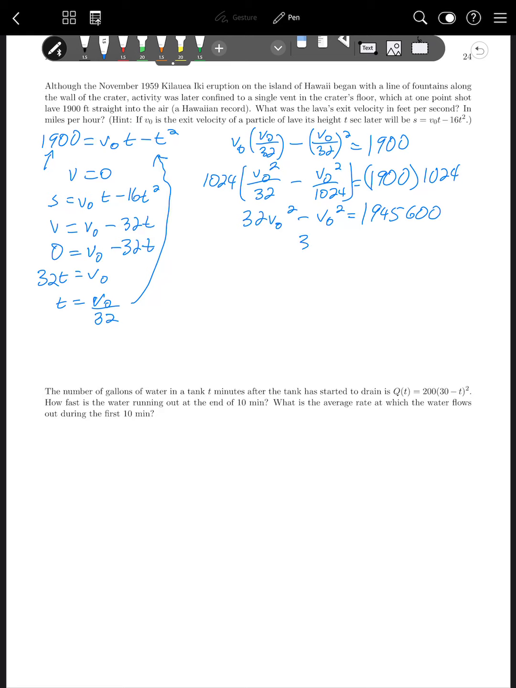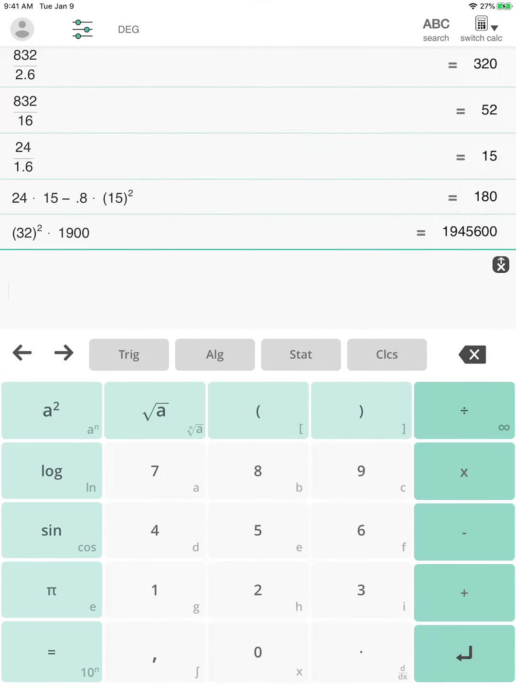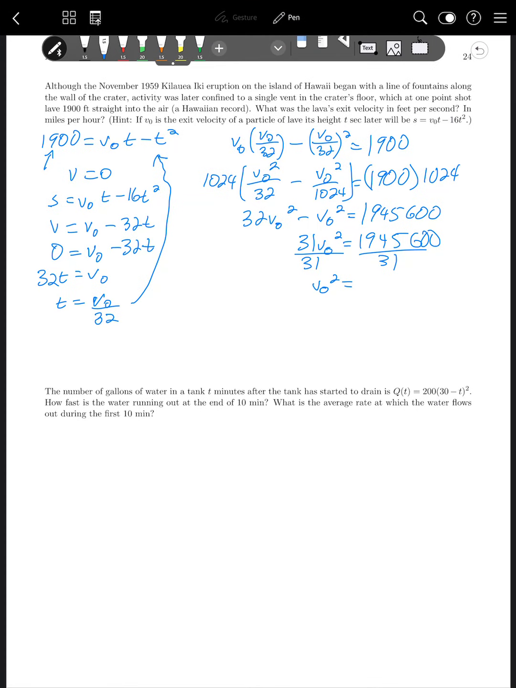Combine like terms, so we get 31 v naught squared equals 1,945,600. Divide by 31 to get v naught squared equals a decimal. So I'm just going to write it like that for now, and then take the square root.